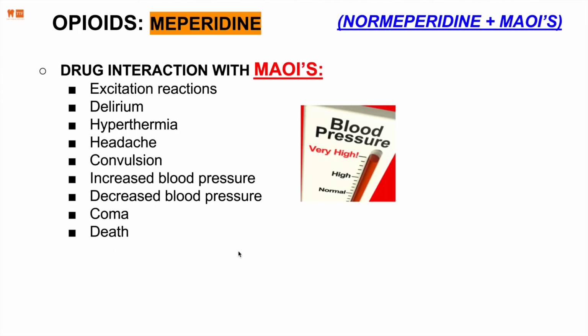Let's talk about meperidine along with MAO. What are the drug interactions of MAO inhibitors and meperidine? Well, meperidine, first of all, produces normeperidine, which is an active and a very dangerous metabolite of meperidine. We now know that it causes CNS stimulation, correct? Unfortunately, so do the MAOs. The monoamine oxidase inhibitors will also lead to CNS stimulation.